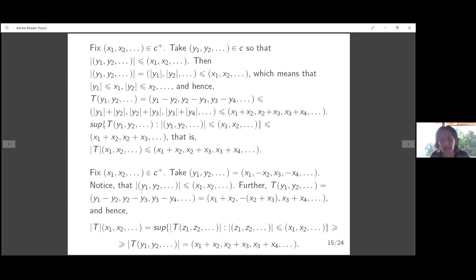And we notice that the modulus of y is exactly x, but we will put here less than or equal to; of course, this is also true. So now we apply T on y. According to the definition of T, we get y1 plus y2, y2 minus y3, etc. But now we plug in the values: y1, which is x1, minus y2, which is negative x2, so this will be x1 plus x2; y2 minus y3 will be minus x2 minus x3, and then x3 plus x4. So this is T applied on y.